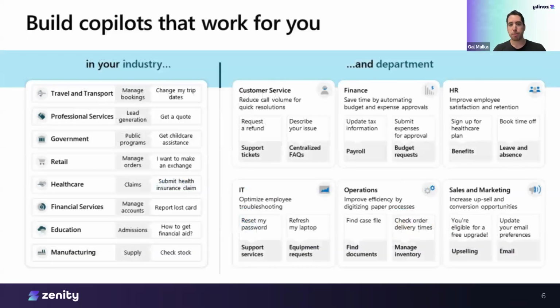This is an image taken from Microsoft themselves. We can see here that copilots are pretty much in every industry and in every department. I'm sure that everyone who watches this webinar can find their own company, industry, and their own role in the department. And this is already implemented, or in implementation, in a lot of companies. So this is happening right now, and we should pay attention to it.